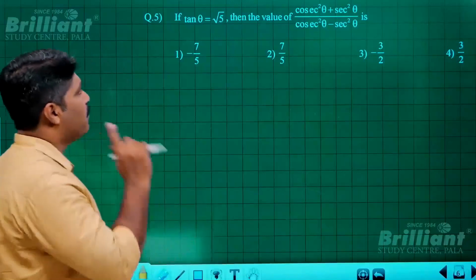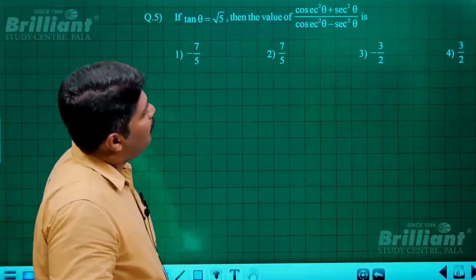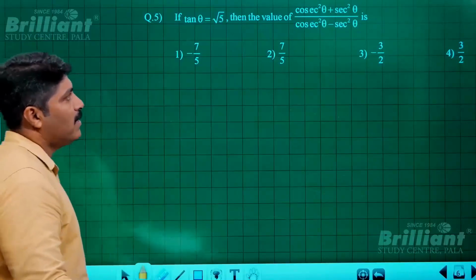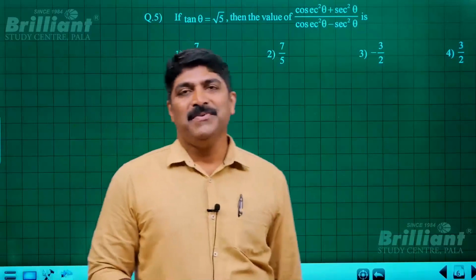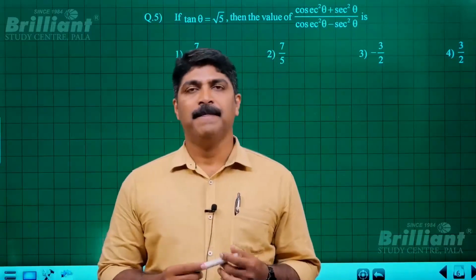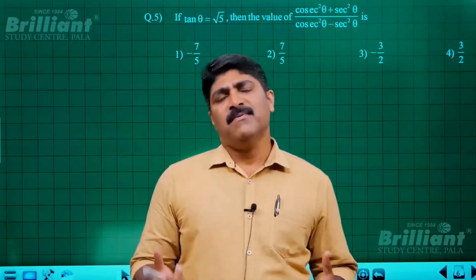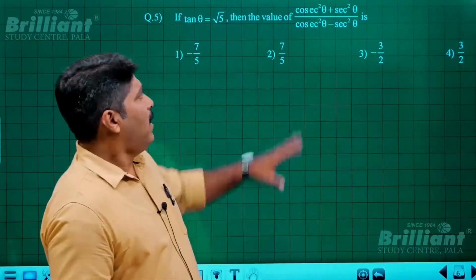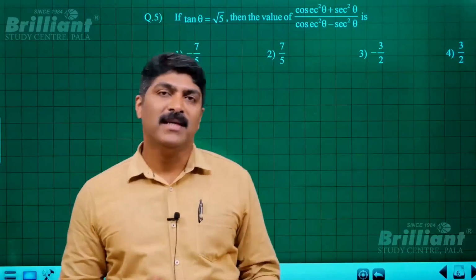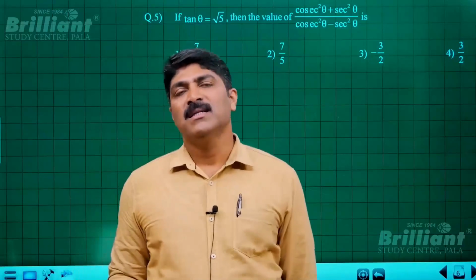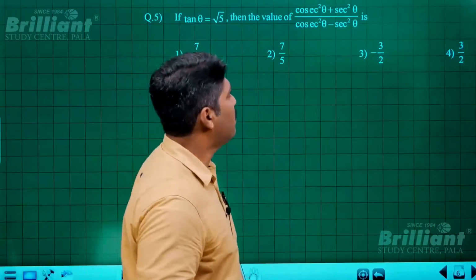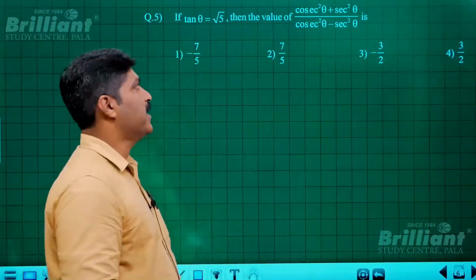If tan theta equals root 5, then find the value of cosec square theta plus sec square theta divided by cosec square theta minus sec square theta. We can apply the identity method for finding the answer to this question. Instead, we can apply it in a geometrical way also. Here, if we get such a question without specifying the quadrant in which theta lies, we can basically assume that theta lies in the first quadrant, because all the values become positive in that quadrant.